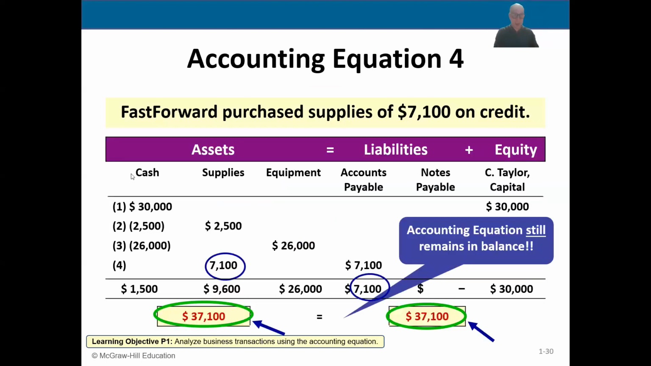And so here we see that the accounting equation is still in balance. Our supplies went up, our liabilities went up. Remember, assets equals liabilities plus equity. The accounting equation must always remain in balance.